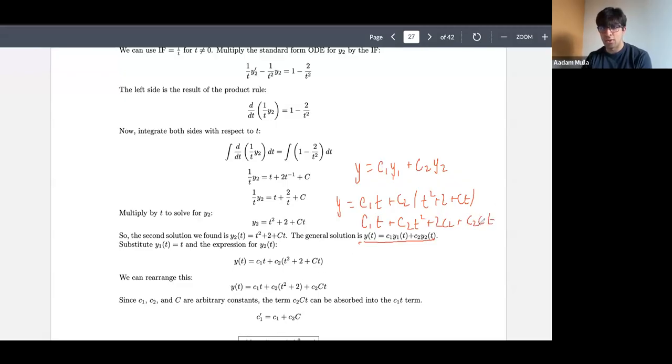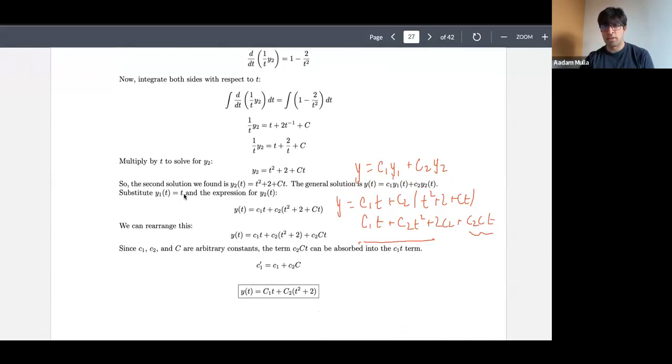And I think in the solution, this and this come together into one ct term, and then you're left with your final solution being c1 times t plus c2 times t squared plus 2.